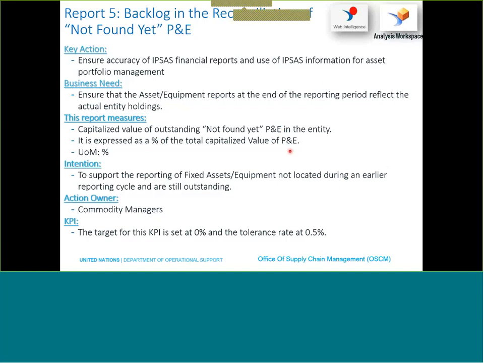Okay, so we're going to have the amount of P&E that has not been found yet after the physical verification, and we're also going to have the percentage of the total of the capitalized value. The intention of this report is to support reporting on fixed assets, equipment not located during an earlier reporting cycle and are still outstanding. Okay, the target for this is 0% and the tolerance rate at 0.5%.